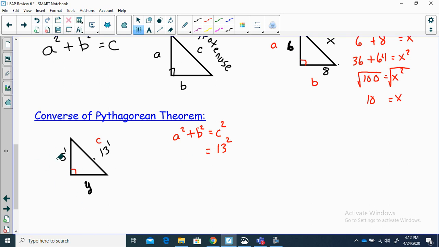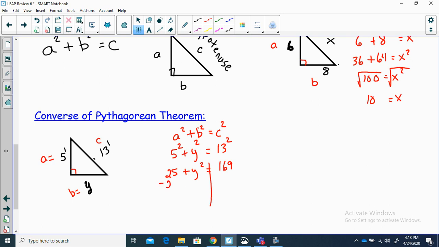Now, it doesn't matter which one is A or B. C is the only one that matters. It's the one across from the right angle. It's the hypotenuse. Doesn't matter which side here's A and which one's B. I'm going to say A here is going to be your 5. B here is going to be your Y. So in place of the A, I'm going to substitute in 5. In place of the B, I'm going to substitute in the Y. 5 squared is 25. Plus Y squared is equal to, and 13 squared is 169.